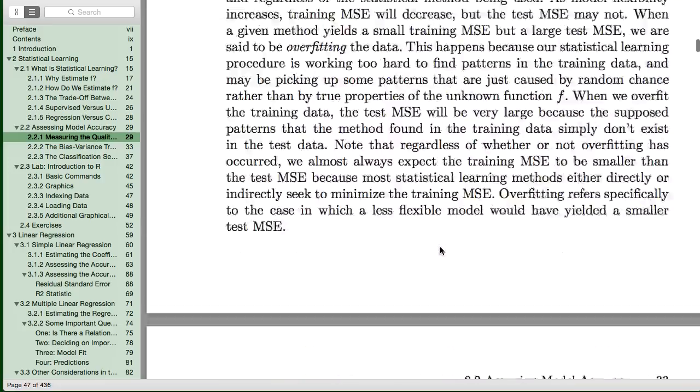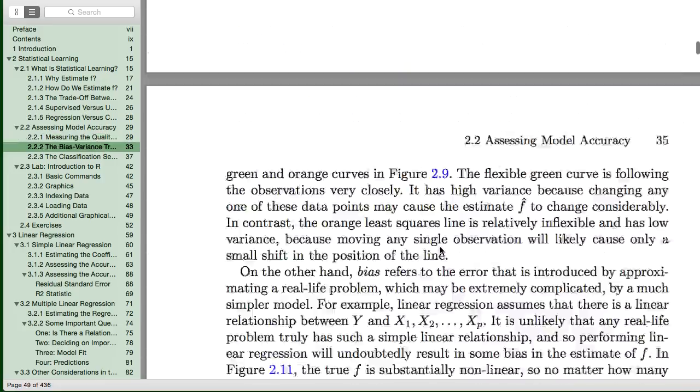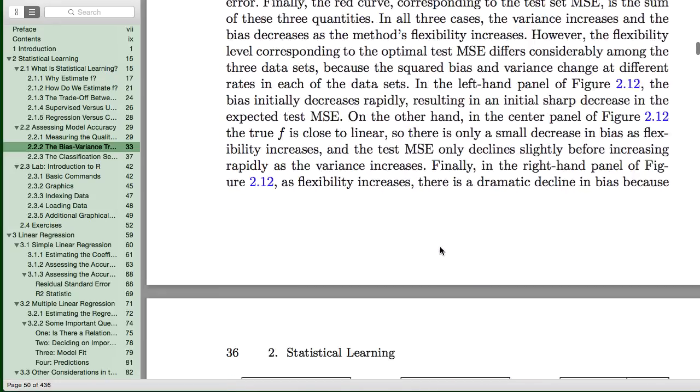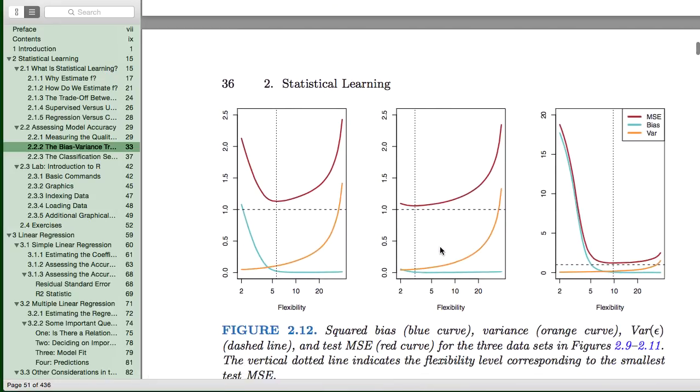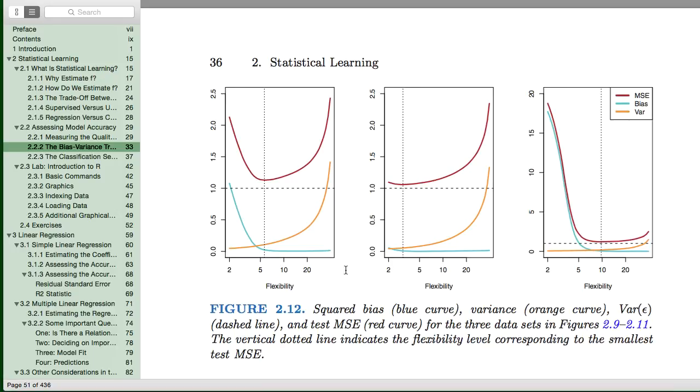Okay, so let's go back to this diagram, this picture that brings all of that stuff together, and that's this picture right here. So this picture summarizes 2.9, 2.10, and 2.11 in terms of MSE and flexibility and the components of MSE. So this is a component of MSE, this is the variance of epsilon, this is a component of MSE, this is the squared bias, and this is a component of MSE, which is the variance of the model.